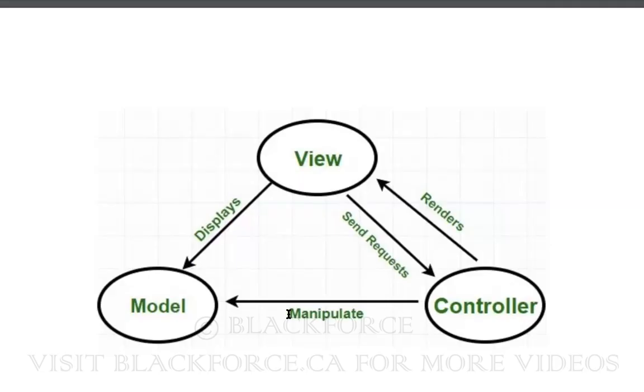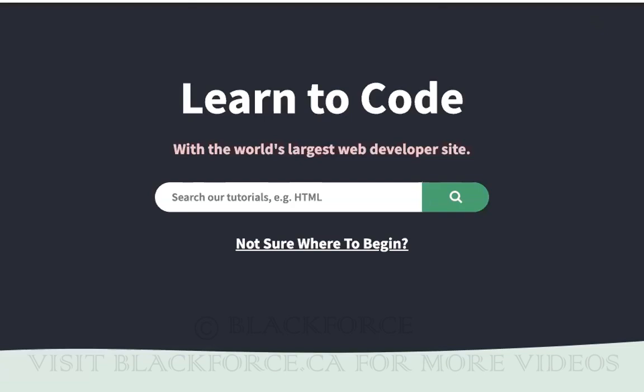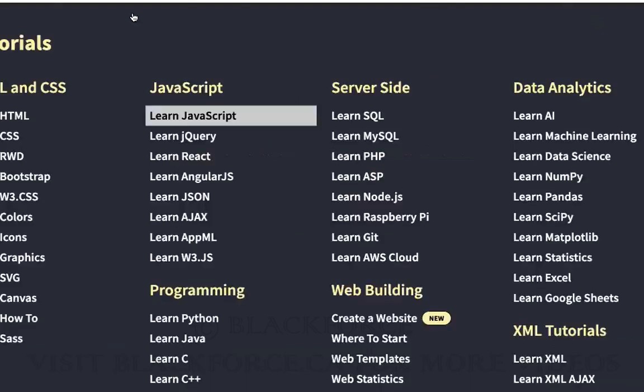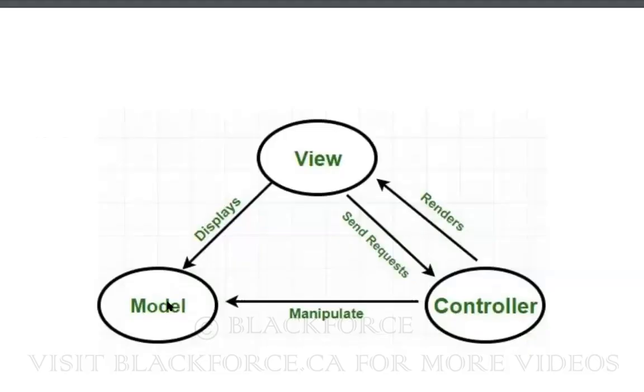The controller, if it needs data, for example, when I clicked on, let me go back here. When I clicked on tutorials, learn JavaScript, if there was any need to fetch data, I think all this stuff are static sites or static files saved somewhere, right? If there was need to fetch data from the database, we are going to see the structure of a model very soon. If there was need to fetch data to display this page, the controller goes to the model, fetches the data.